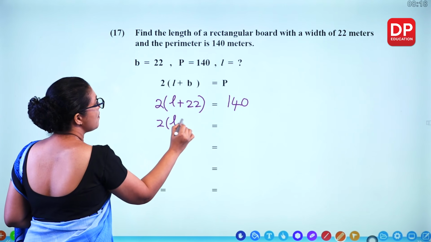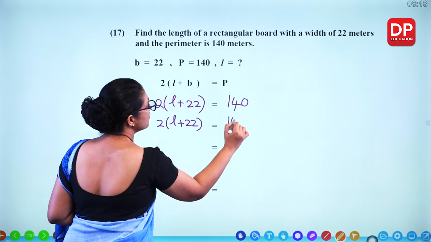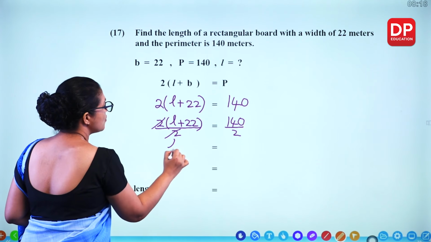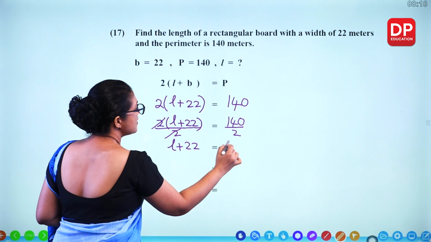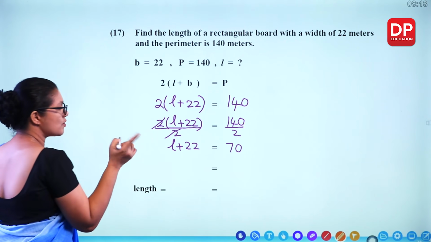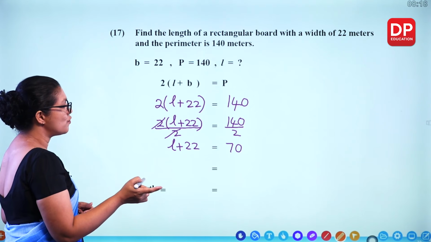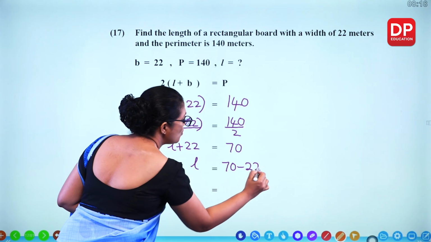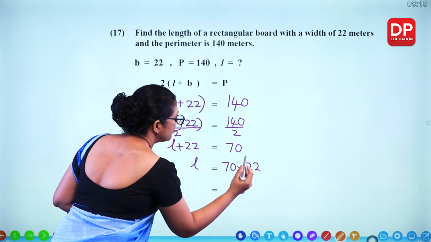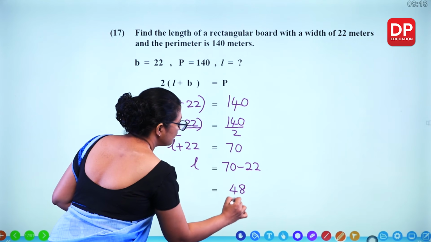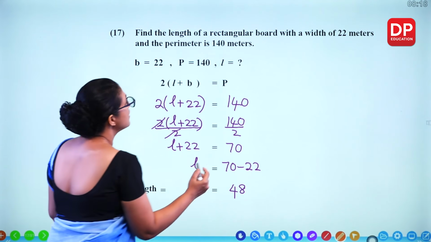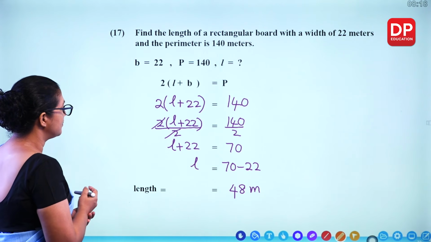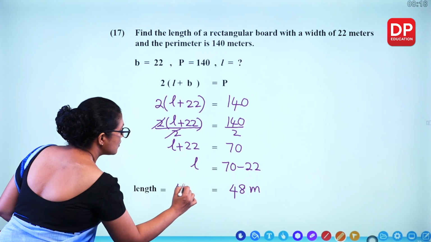Divide the whole equation by 2. 2 gets cancelled out. You get L plus 22 is equal to 70. Now take away 22 from both sides. L equals 70 minus 22. That's 48. 48 meters is the answer for length. You can write here also 48.